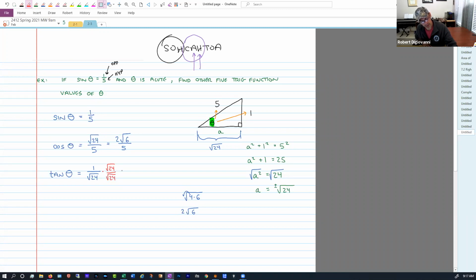And what that does is on top, you just get root 24. And on the bottom, when you multiply the root times the root, the root goes away. So you just get 24 on the bottom. That's called rationalizing a denominator. So I'm guessing the computer, when you type in your answers, is going to want this, just like it wanted this. But again, on a test, I would take these answers.